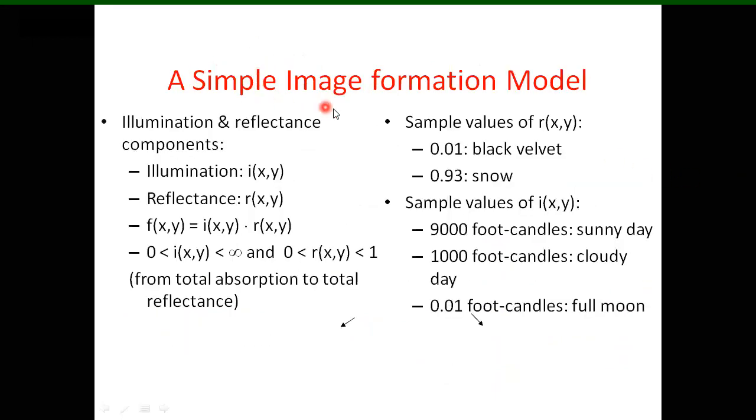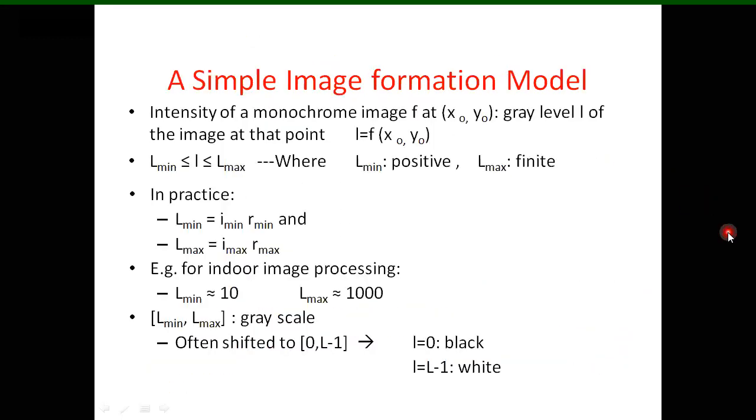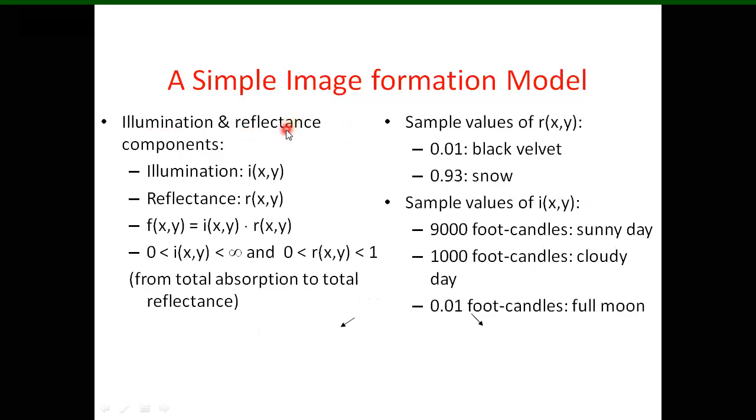If you are taking any simple image, the formation model has the components illumination and reflectance. Illumination is represented as i(x,y), and reflectance is represented as r(x,y). So any image is a function f(x,y) that has both illumination and reflectance. The illumination range is from 0 to infinity, and the reflectance range is between 0 and 1.